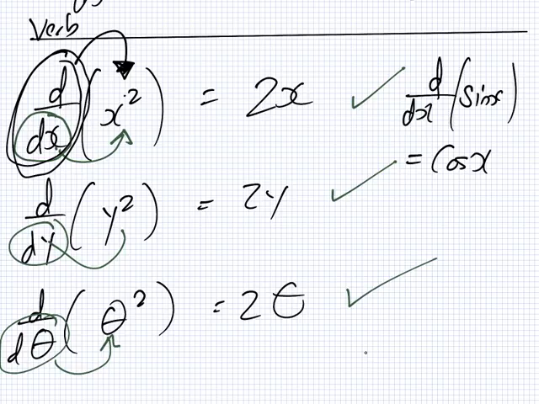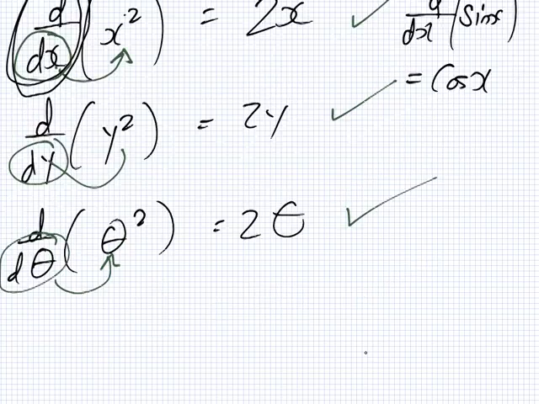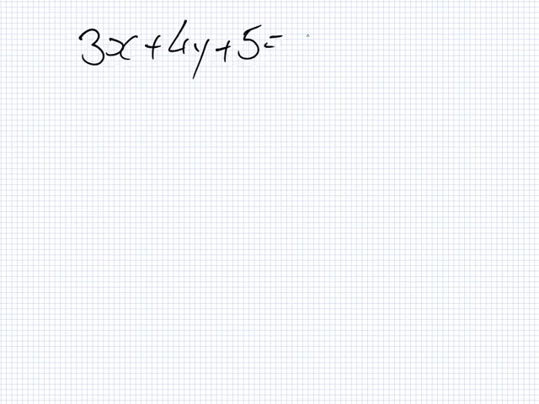Right. Now, I want to give you one to try. I want to see if you can come up with the answer here. So, I'll give you something like this: 3x plus 4y plus 5 equals 0. And I want you to find dy/dx. And I'll give you a little hint. What you should do is rearrange this before finding the derivative.